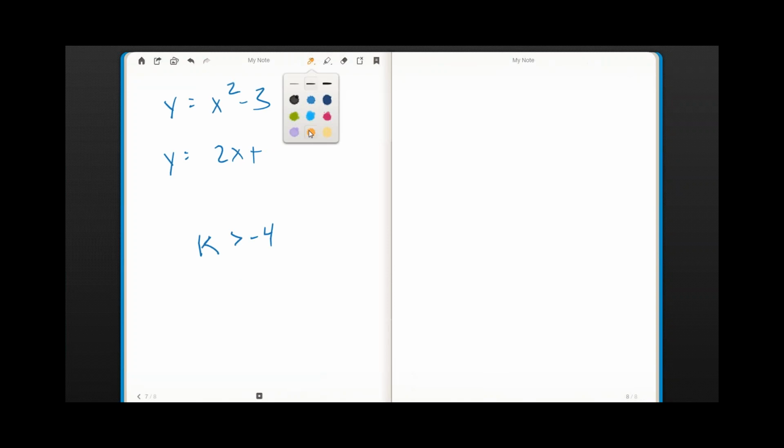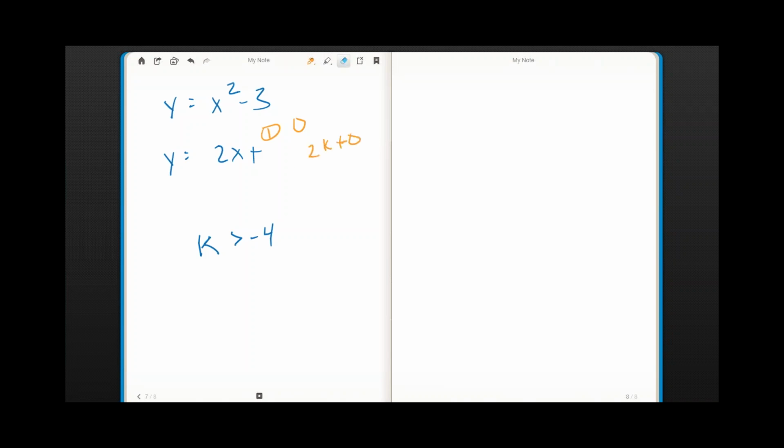And then here's what I would certainly suggest. Put in your calculator y equals x squared minus 3. Put in your calculator y equals 2x plus, and then we're going to pause a second. We have said that we'll have two solutions if k is greater than -4. So I would do this 3 times. The first time I would put k equals 0, 2x plus 0.